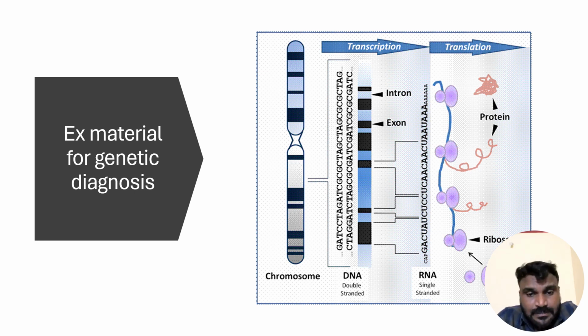a genetic condition. So we can detect the genetic condition at the chromosomal level by using karyotyping or FISH or other techniques, and we can diagnose the genetic condition at the DNA level by using various techniques, and Southern blotting is one such technique to detect the DNA mutations or variations at the DNA level.